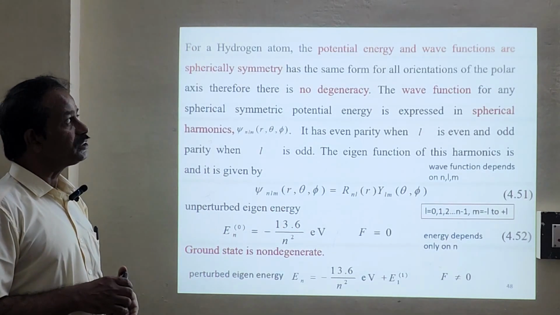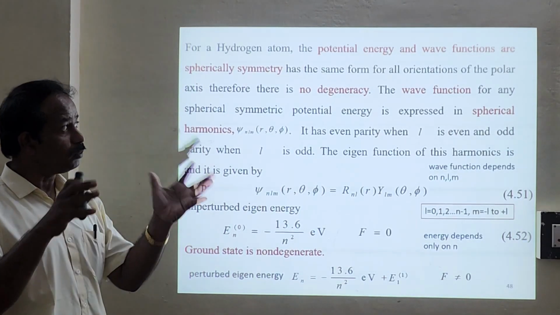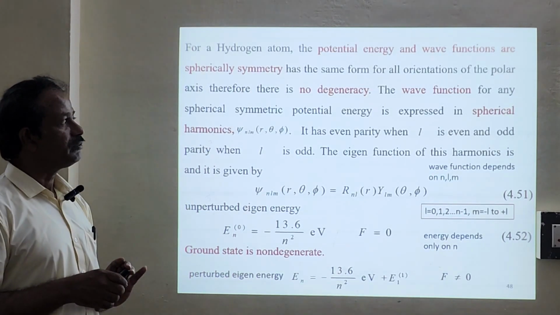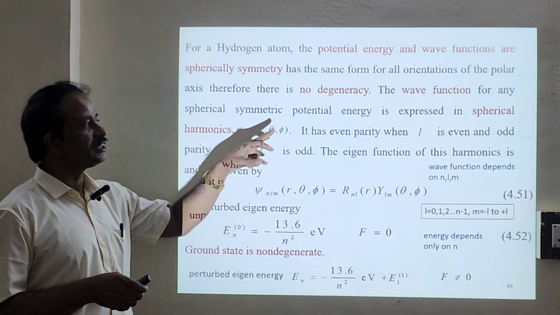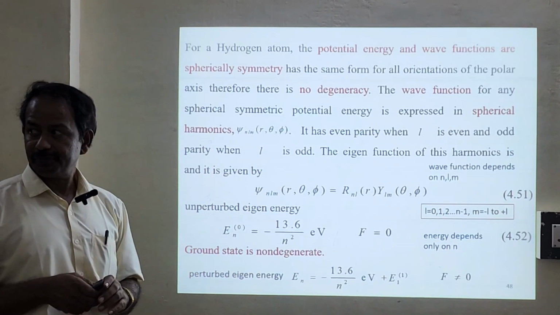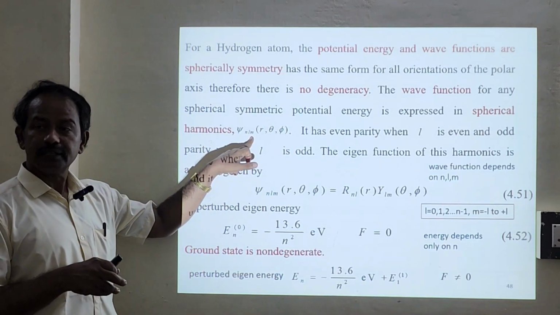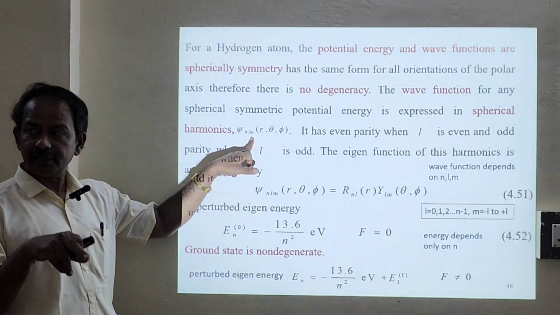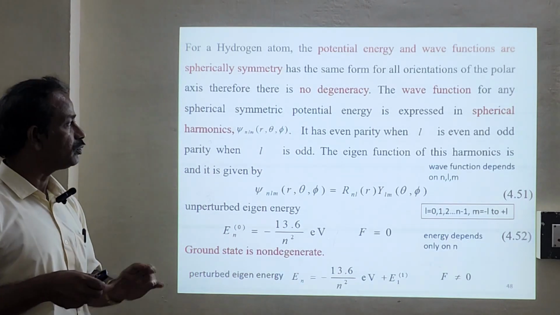For the hydrogen atom, the potential energy and wave functions are spherically symmetric and have the same form for all orientations of the polar axis. Therefore, there is no degeneracy. The wave function for any spherically symmetric potential is expressed in terms of spherical harmonics. We have already studied this in the hydrogen atom itself. If we consider any spherical symmetry, then we go with spherical polar coordinates. The wave function will be the product of the radial part and spherical harmonics.